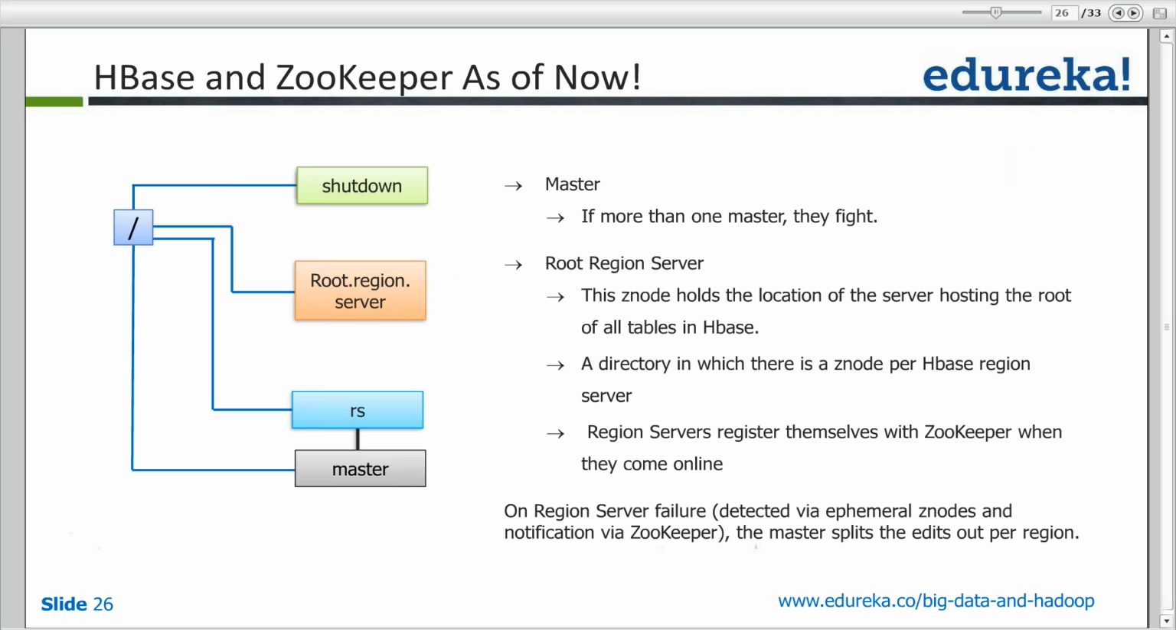These are all the Z nodes which HBase creates in Zookeeper. It creates a Z node for master, for region server, for the root table, and while shutting down, which one is active and which one is not.